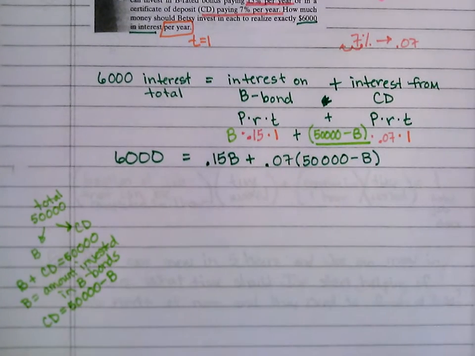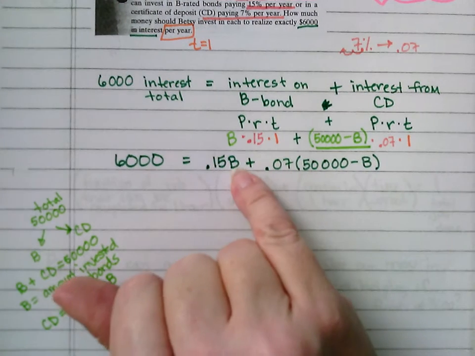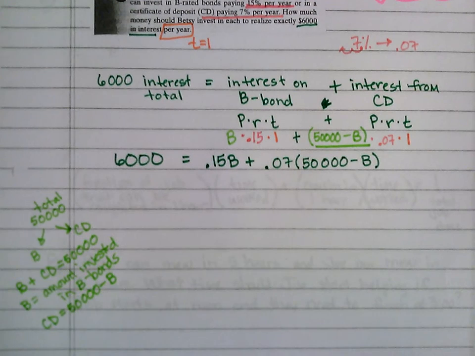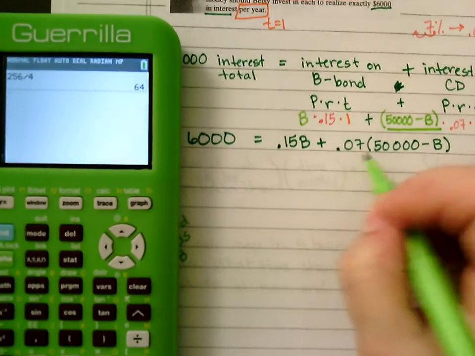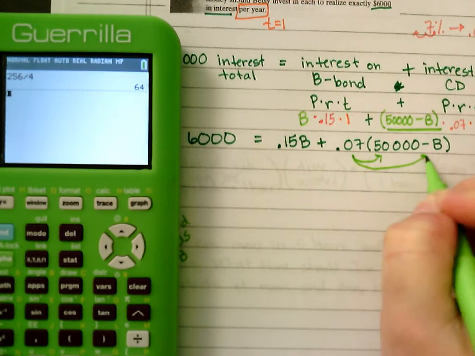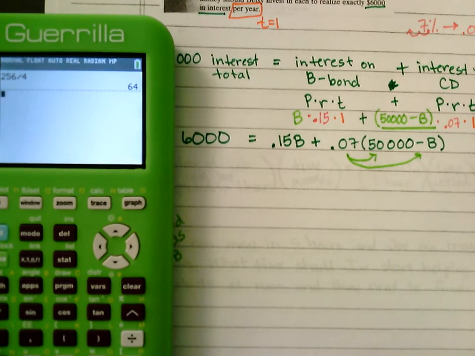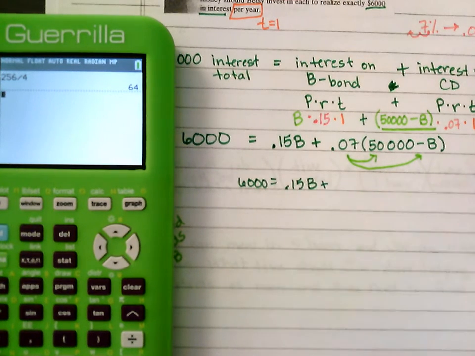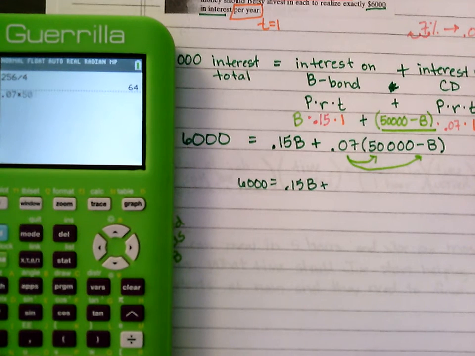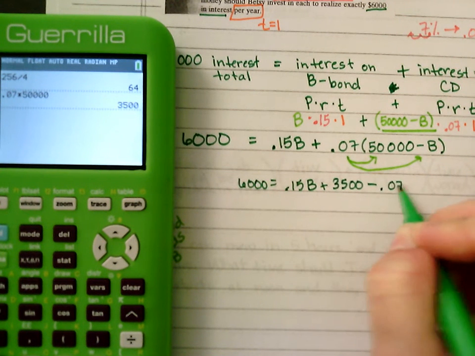So this is now the equation that I need to solve to figure out how much money she's going to invest in B bonds, since that's what my variable is representing. So from here, it's just regular math that we've been doing for a long time. So we will use the distributive property to distribute that 0.07 in. So now we have 6,000 equals 0.15B plus whatever 0.07 times 50,000 is, 3,500, minus 0.07B.